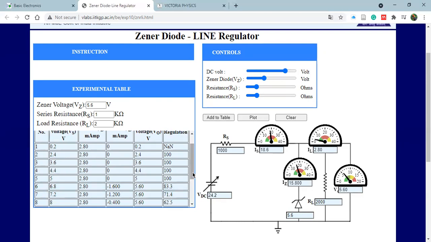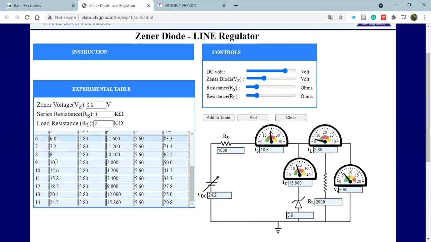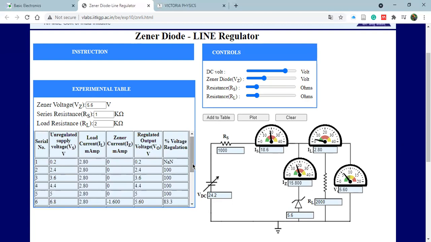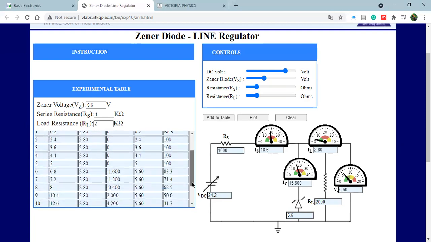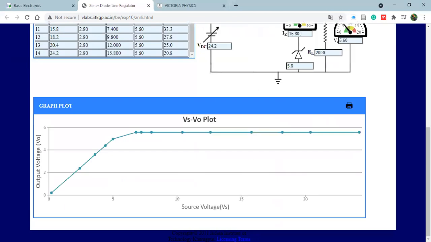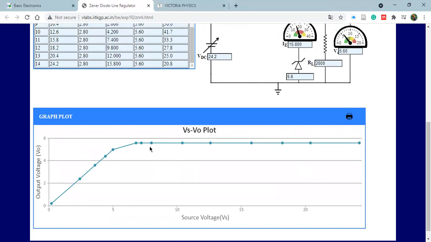What has happened from the initial voltage increased, and then after 5.6, it remains constant irrespective of the input voltages. Okay, so as I gradually increase the input voltage, what I saw is that the output was almost constant after a certain point of time. So this is the line regulation curve, and if you want to see the curve from the line regulation data, you just hit this plot. So you have a plot over here that is the line regulation curve, which shows the variation of output voltage and the source voltage. And you can see over here that after a certain point, it is constant. It's almost 5.6, okay, throughout. So this is line regulation.